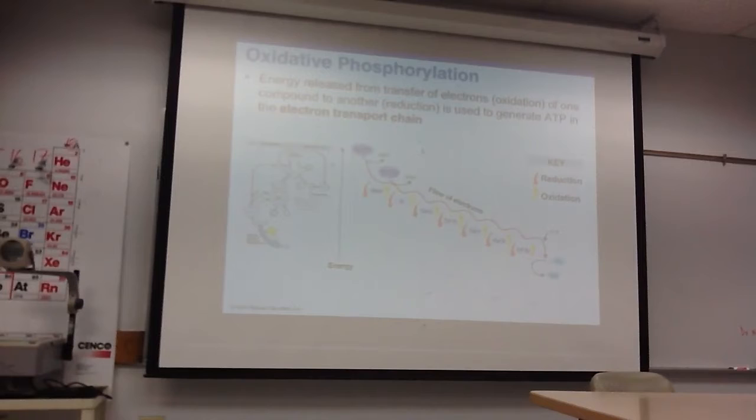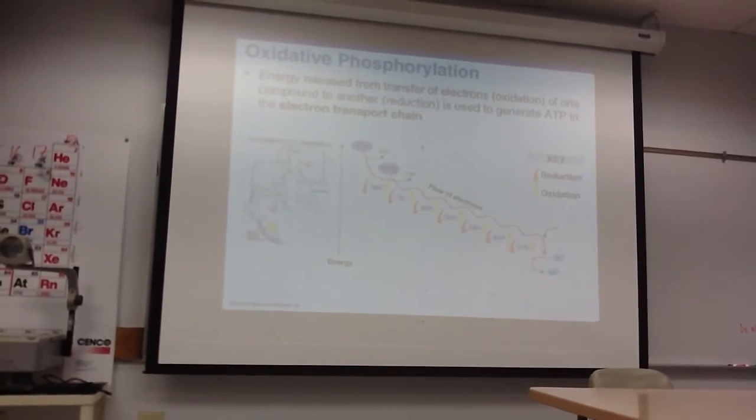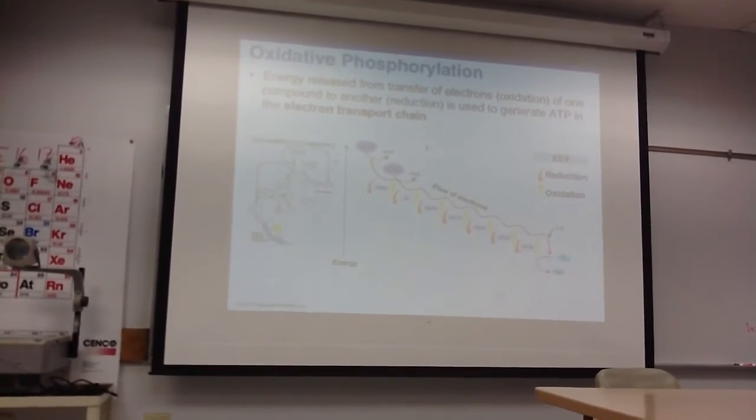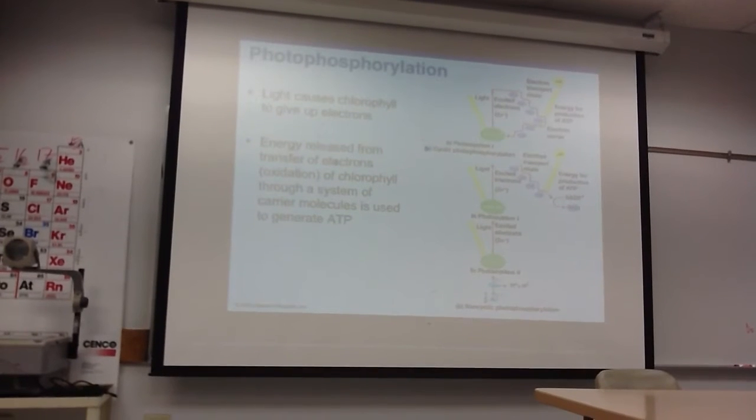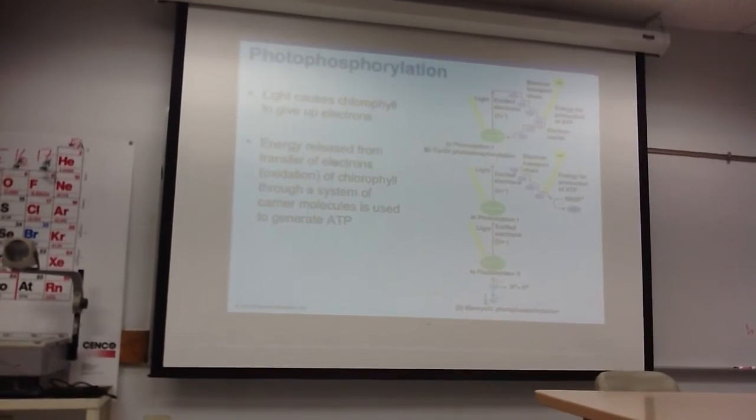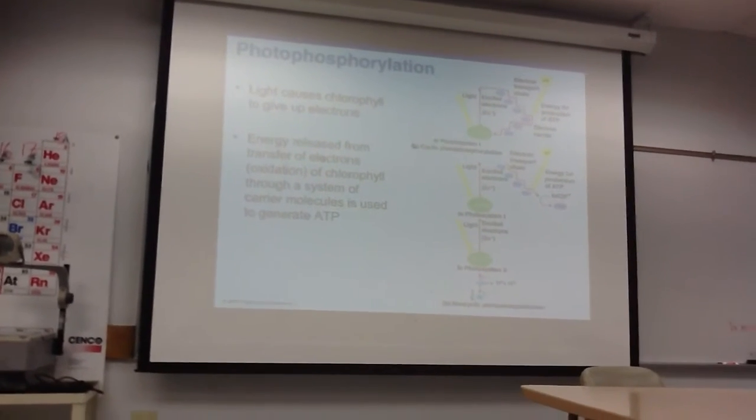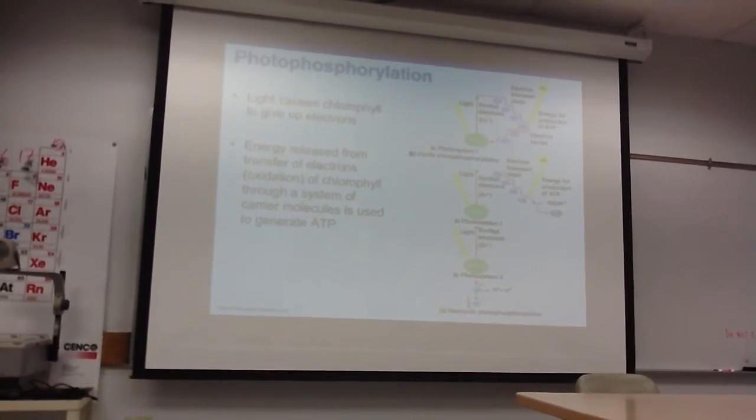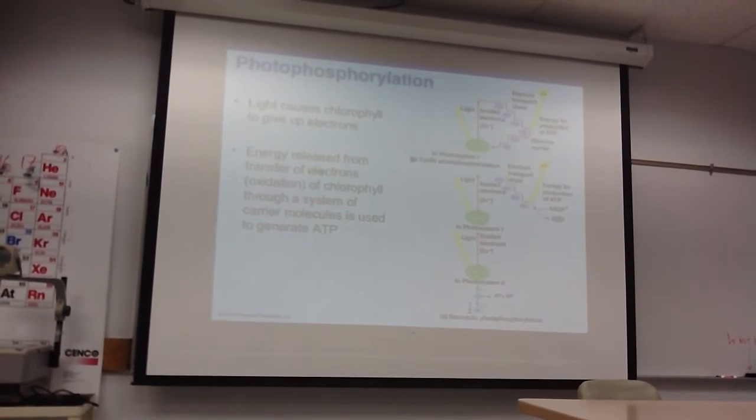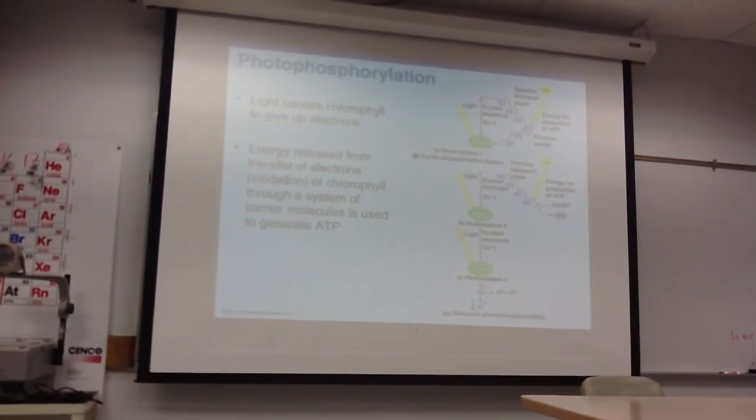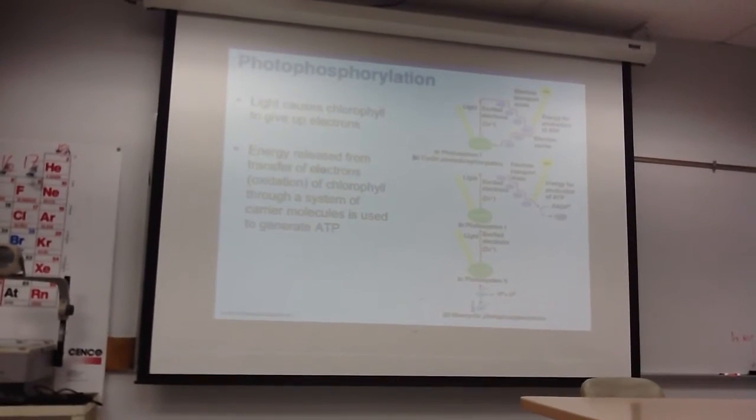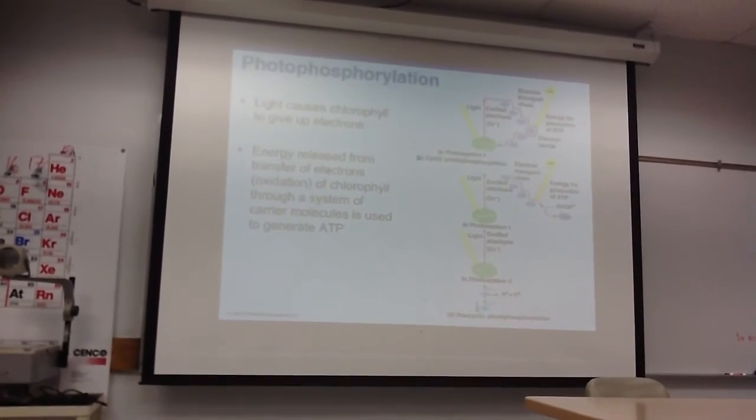And then there's oxidative, which is the electron transport chain, which is redox reactions. And then what plants do is called photophosphorylation, where light, photo, must hit the chlorophyll to excite electrons. So now the movement of those electrons would be the making and breaking of bonds, because it's electrons that make and break bonds.